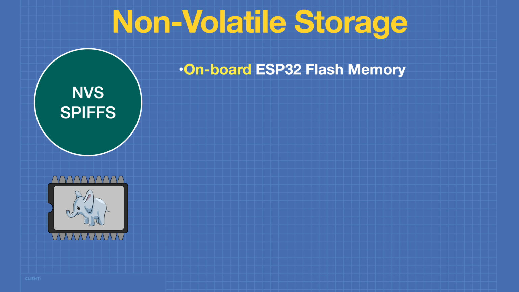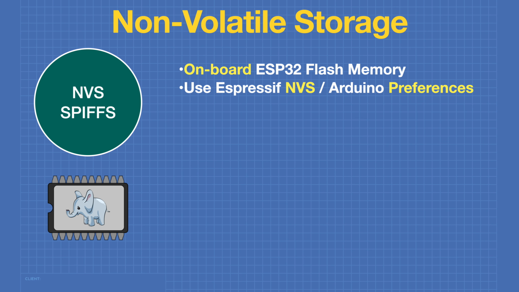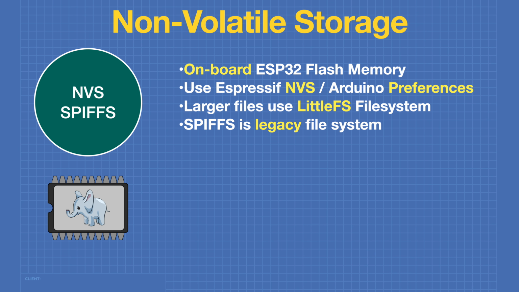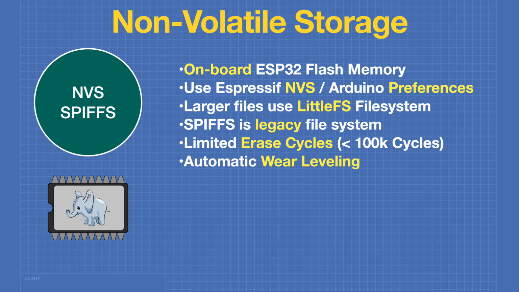NVS and SPIFFS refers to the onboard ESP32 flash memory. If you're using the Espressif IDF, then you'll be using the NVS features. In the Arduino IDE, we use the Preferences library. For larger files, we can make use of the LittleFS file system. The legacy file system is called SPIFFS, but this is no longer being used. One disadvantage of the ESP32's onboard storage is it has limited erase cycles, and so it can only be written and read so many times. In order to improve its lifespan, it employs automatic wear leveling.